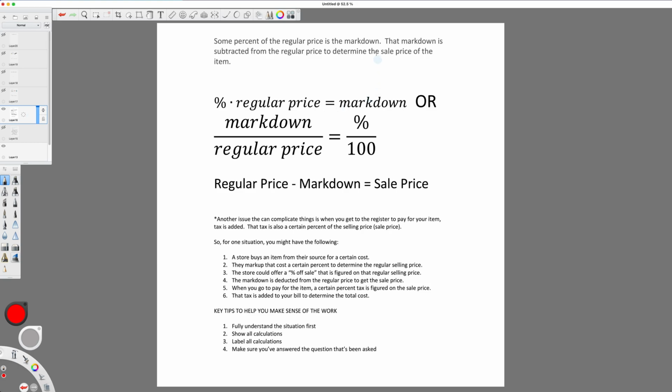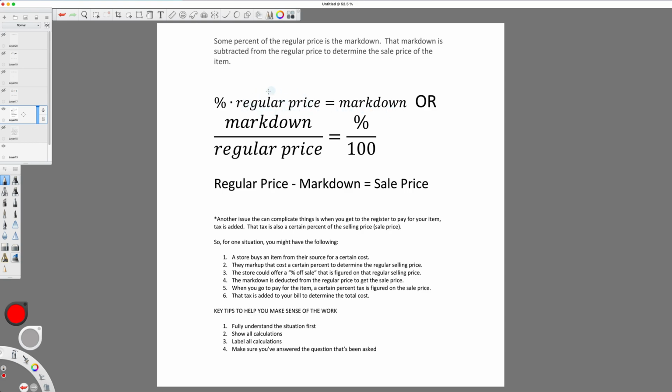So how markdowns work, some percent of the regular price is that markdown. So that markdown is subtracted from the regular price. And a lot of times they'll show that right on the sales receipt and they'll be bragging to you how much money you saved. It seems like JCPenney really does that. We go Christmas shopping there and they always are bragging about how much money you saved by spending a bunch of money. But it's the same idea in terms of the formula.